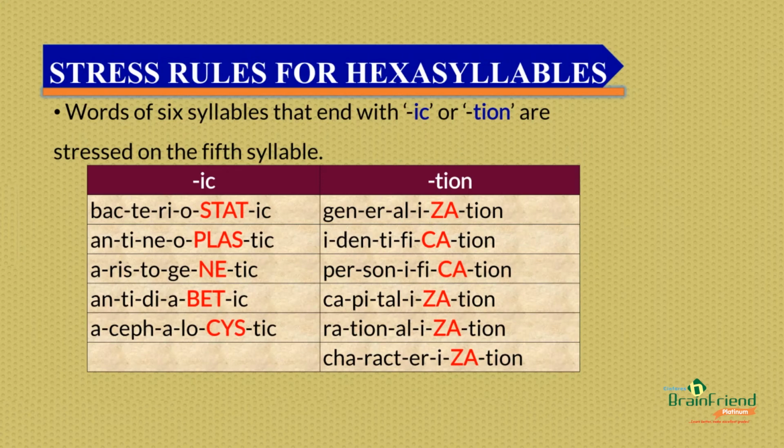Words of 6 syllables that end with IC or TION are stressed on the 5th syllable. Let's take a look at some examples. For words of 6 syllables that end with IC, we have bacteriostatic, antineoplastic, aristogenetic, anti-diabetic, and lastly we have acephalocystic.